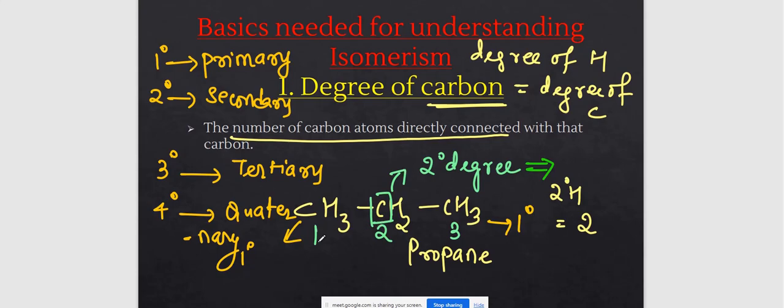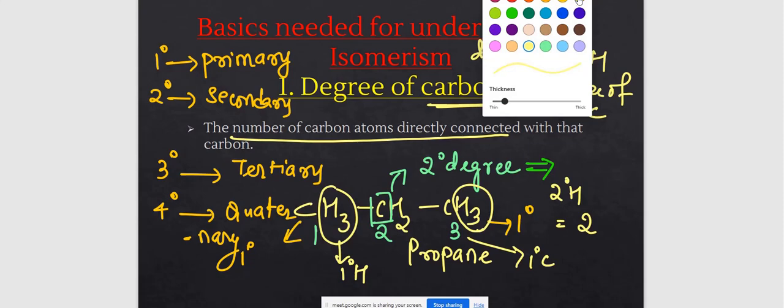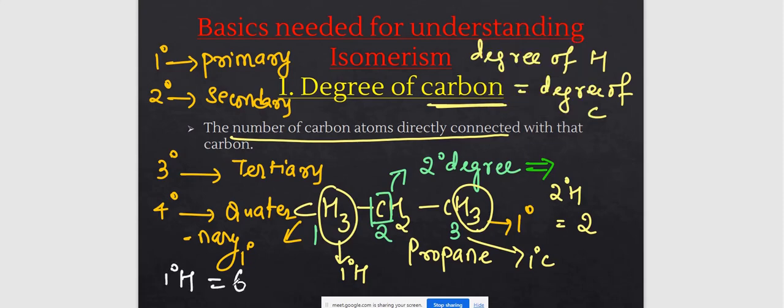If you take the first carbon, what is its degree? It is 1 degree carbon, right? Yes, ma'am. So what about these 3 hydrogens connected to the first carbon? These 3 hydrogens are 1 degree hydrogens, each one is 1 degree. Now the third carbon atom is also a 1 degree carbon atom. So what about the degree of these 3 hydrogens? They are also 1 degree hydrogens. So in this specific example, the number of 1 degree hydrogens is a total of 6.